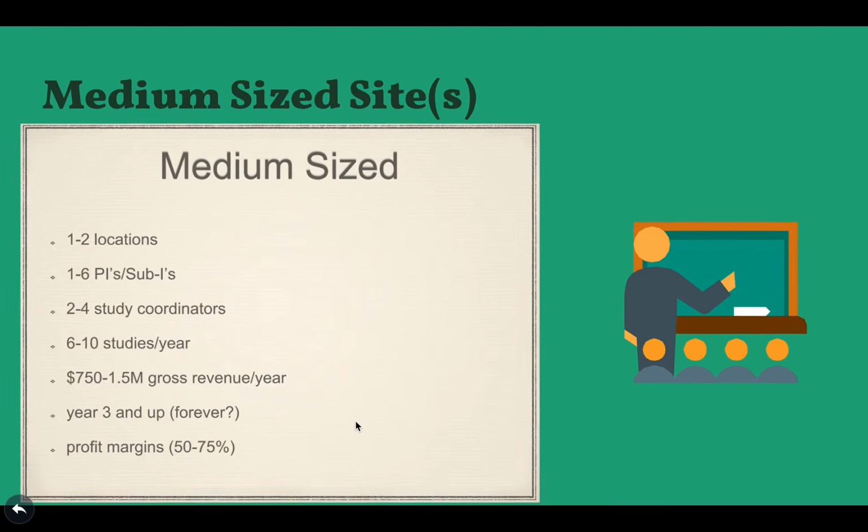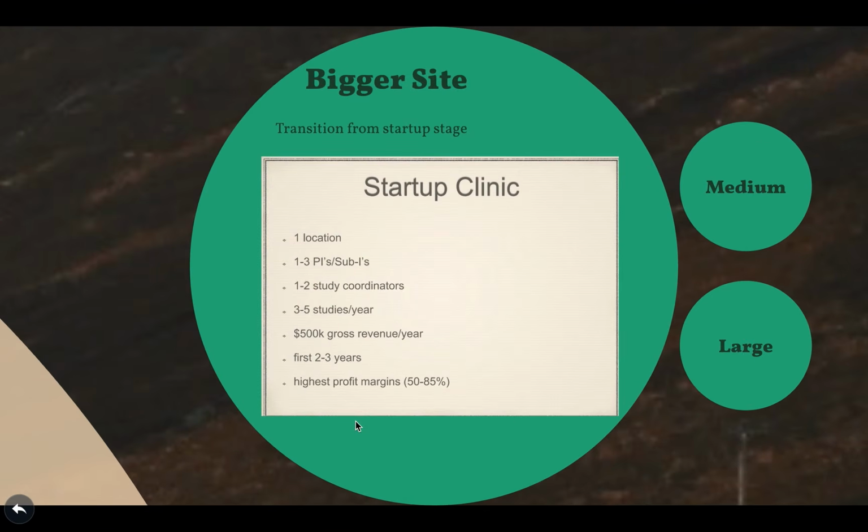If you want, and again, no shame in this game, stay startup. It doesn't matter. You can make a lot of money with that layout, and you can make a lot more than 500K a year gross. And you can make a lot more than a CRA salary. Oh yeah, if you're the coordinator. I would say the startup clinic outline, you could probably bring in $2-3 million a year in revenue.